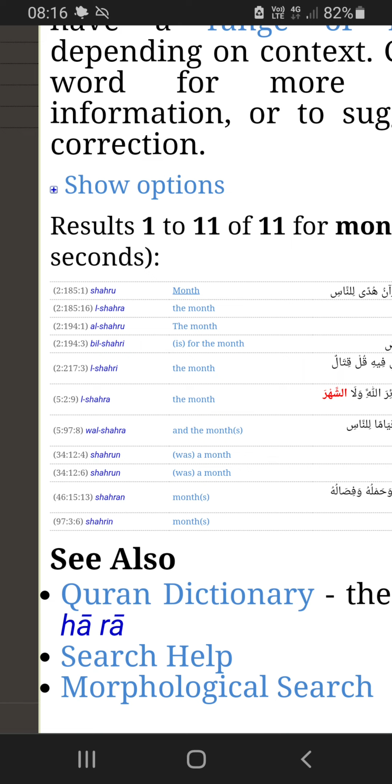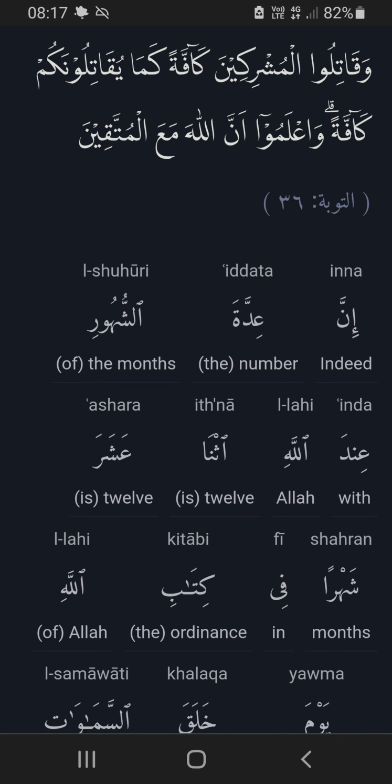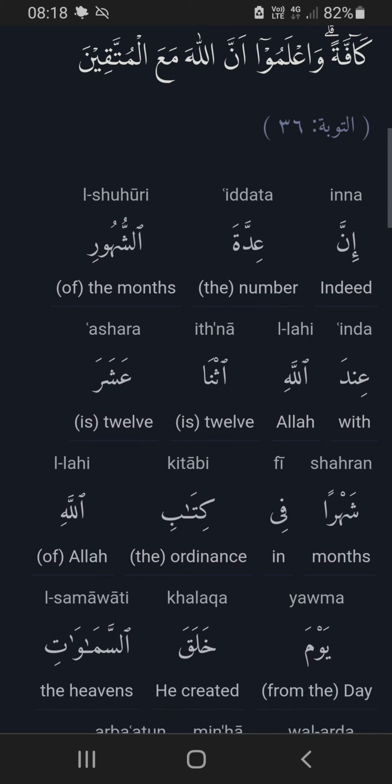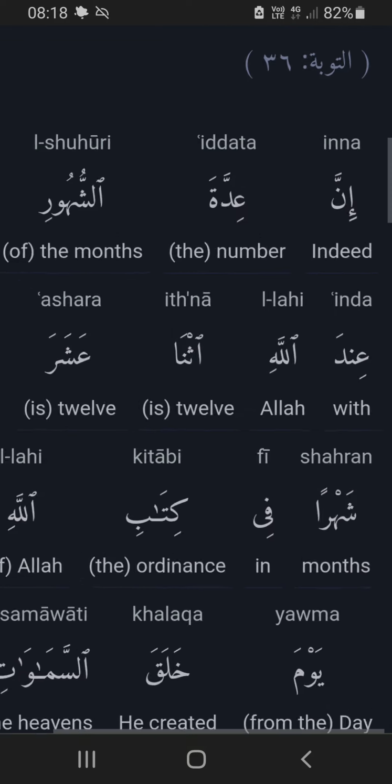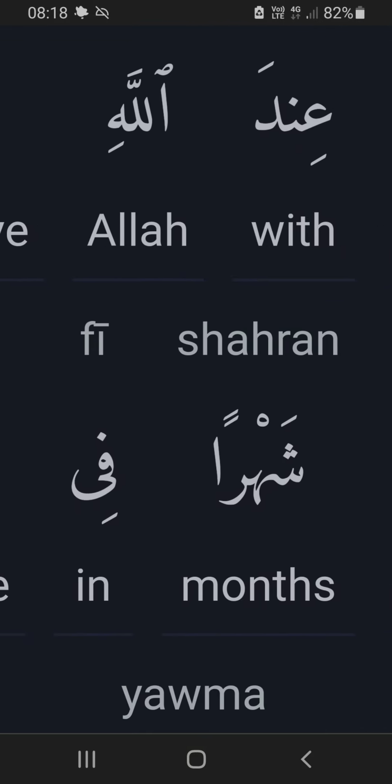the number of months is 12, but if you look at this in Corpus Quran Concordance, you'll find 11, but I've just figured out which one is missing, and you can go to 936 of all verses as well. 936, and you'll find Ash-Shuhuri is plural months, but Shahran here is not plural. They've got that translated as months, but that is not plural, that's singular. So that's your 12th missing one.